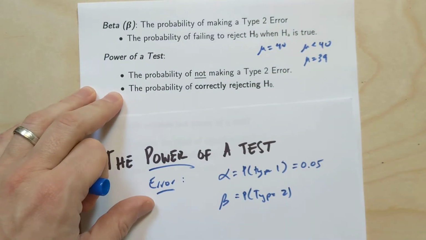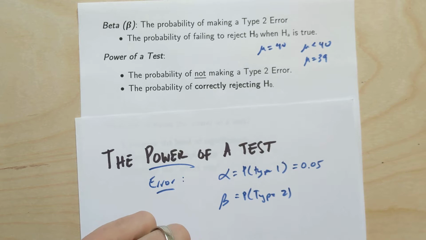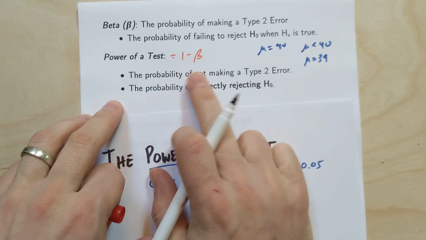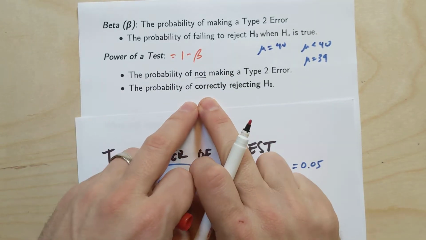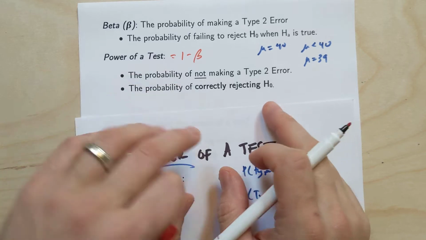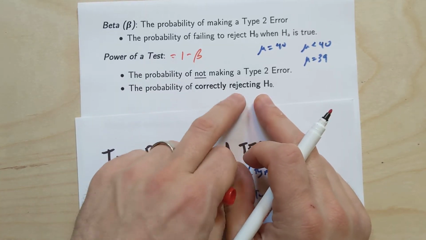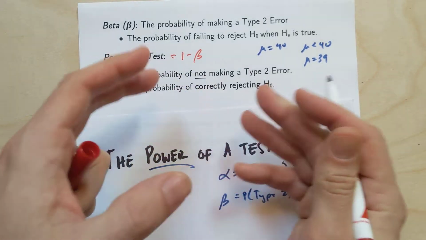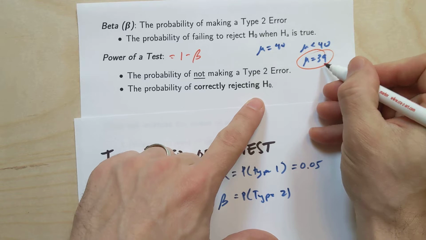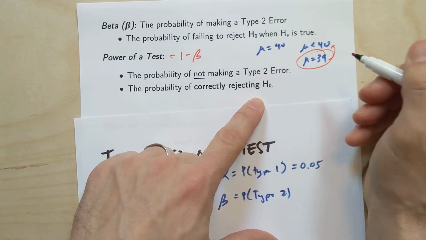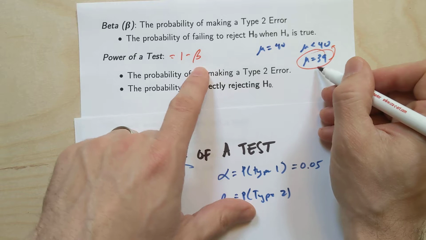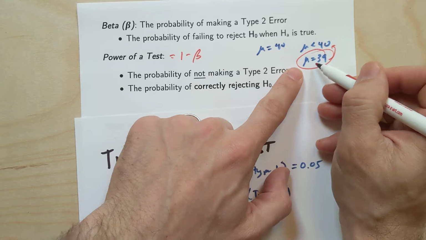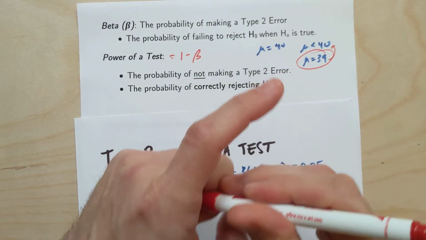So the power of the test is really the probability of avoiding this, right? The power of the test is going to equal 1 minus beta. It's the probability of not making a type 2 error. It's the probability that we correctly reject the null hypothesis. And if the null hypothesis is false, then we definitely want to reject it. And so the power of the test basically describes how likely we are to reject the null hypothesis. So in this instance, we notice that 39 is definitely less than 40, so it seems like we should have definitely rejected it. But how easy is it going to be for us to reject the null hypothesis if the truth is just that mu is 39, right?